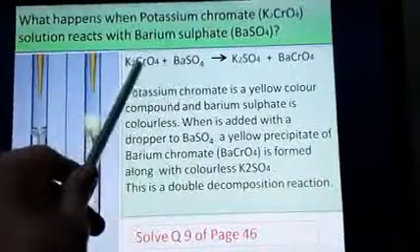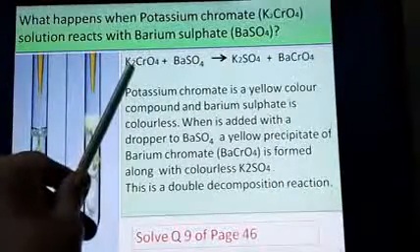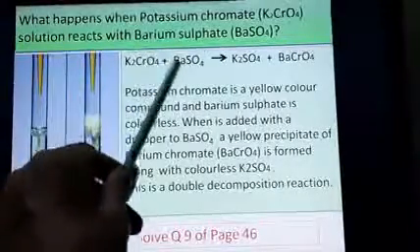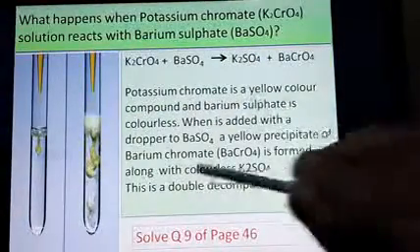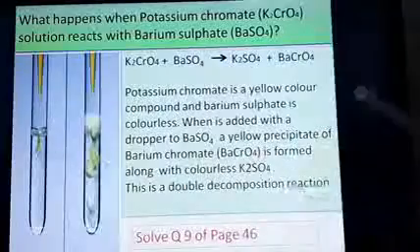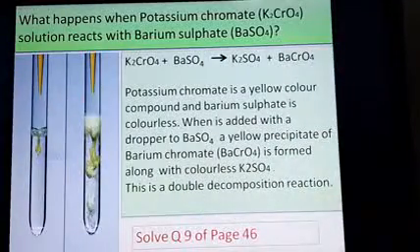Ba is +2 and CrO4 is 2. You can see its valency written here. So Ba and CrO4 will cut off each other's 2s and will form barium chromate. Barium chromate is a yellow color precipitate. It's not transparent, and therefore it is a double displacement reaction.